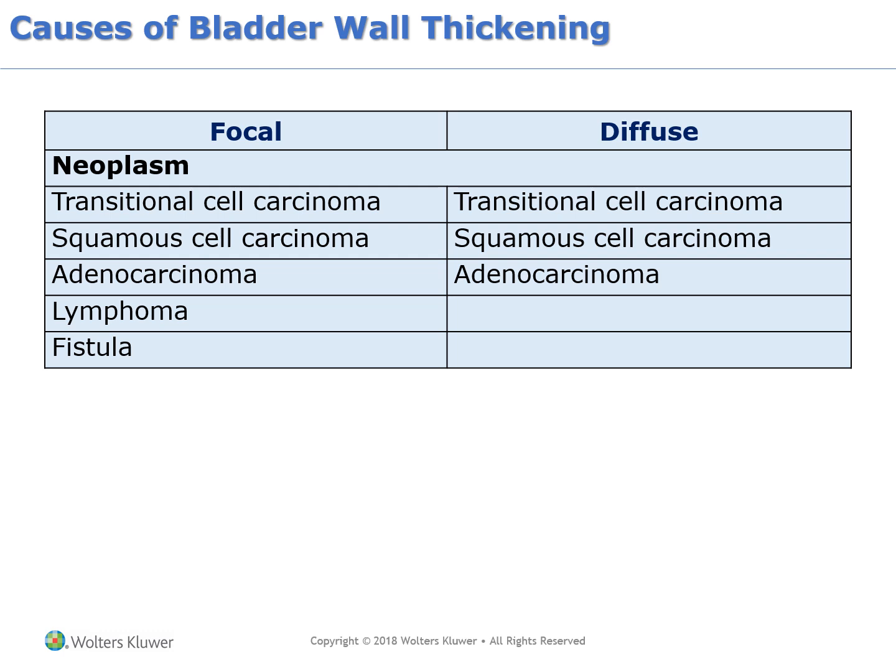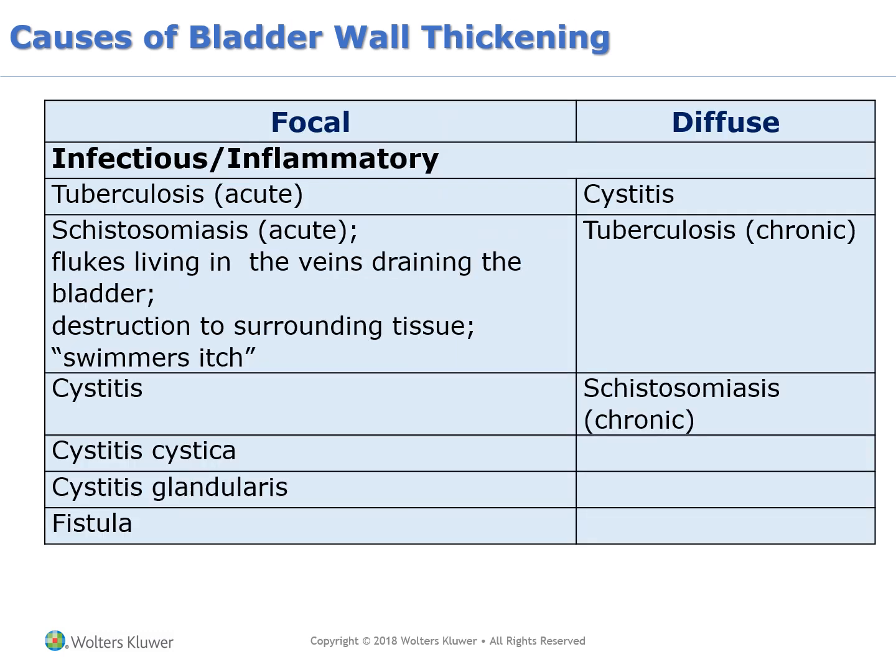On the diffuse side, you see that not only can those transitional and squamous cell carcinomas be focal, but they can also then become diffuse. And so just because you have diffuse wall thickening does not mean it's benign. It could still very well be one of those neoplasms.